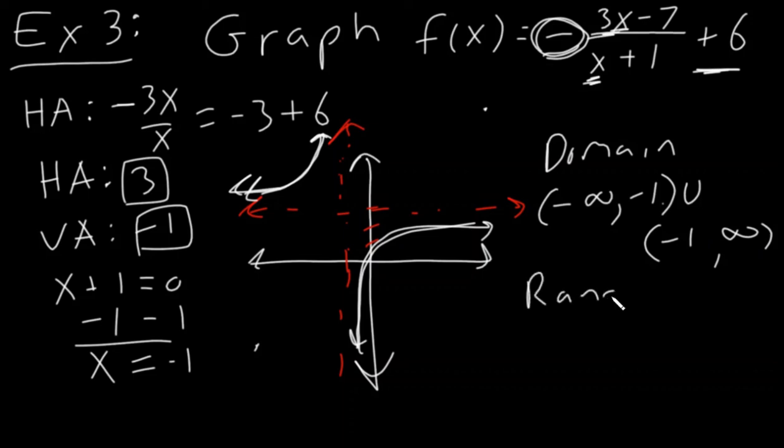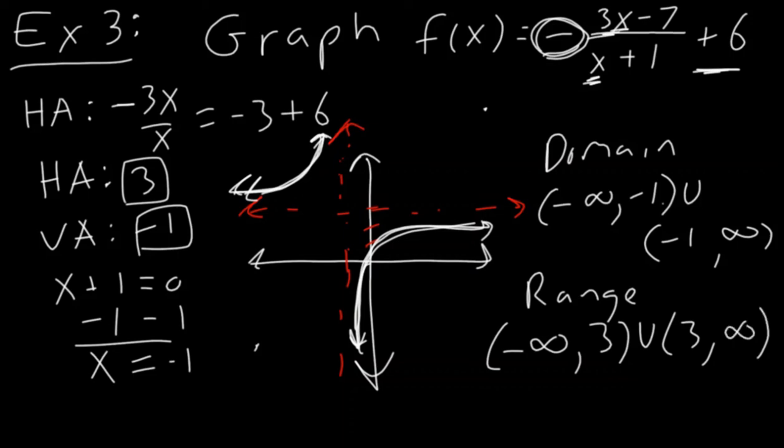And let's go ahead and talk about our range. How low does this graph go? Well, we see it going down all the way to negative infinity, and it's going up and approaching positive 3, which is our horizontal asymptote, union, and look on the other side of it, it picks up on the other side of positive 3, going all the way up to infinity.